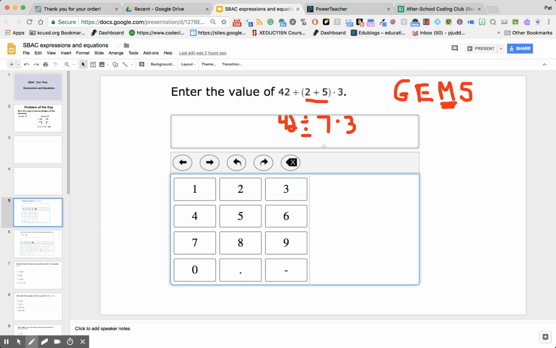42 divided by 7 is 6. I bring down multiplication and the 3. And this is all I have left. 6 times 3 is 18. So I have simplified this expression. Using GEMS, my answer is 18. Again, remember, when you have a number pad like this, when you're taking the Smarter Balance test, do not type in using your numbers on your keyboard because it may not register correctly. Hit the numbers for 1 and 8 to type in your answer here. And on to the next one.